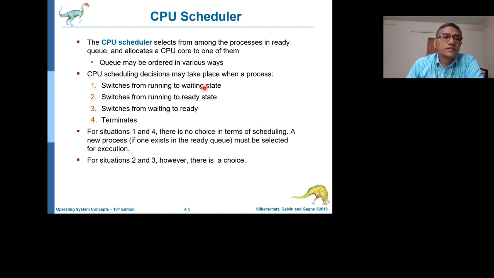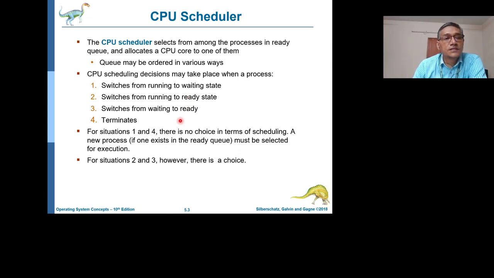CPU scheduling decisions may take place in four different situations. The first situation is when a process switches from running to waiting state. When a process switches from running to waiting state, another process in the ready queue should get the attention of the CPU. The second situation is when a process switches from running to ready state. From running to waiting state we need to choose a new process, and from running to ready state also the scheduler should choose a new process.